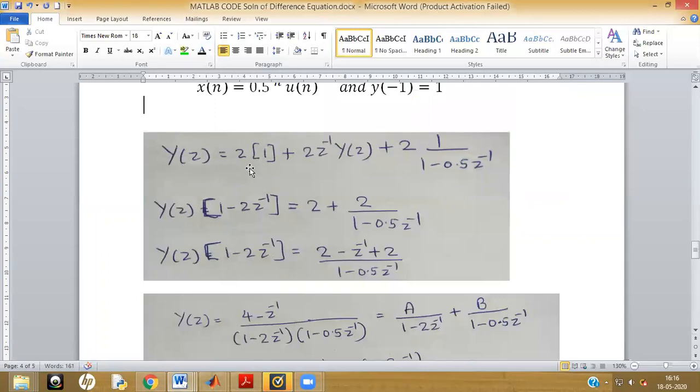So Y of z is equal to 2 into 1 plus 2 z inverse Y of z, all that same. And only you can see the X of z value. X of z will now be 1 by 1 minus a z inverse, isn't it? So it is of the form a raised to n u of n.